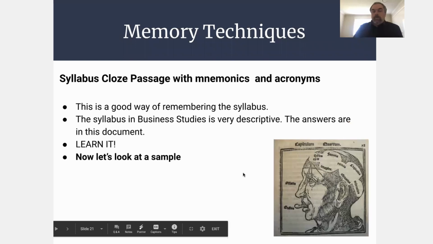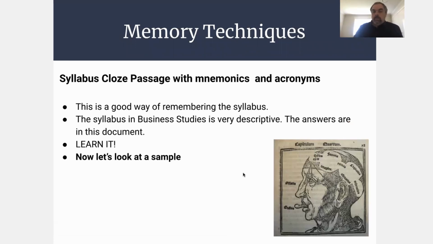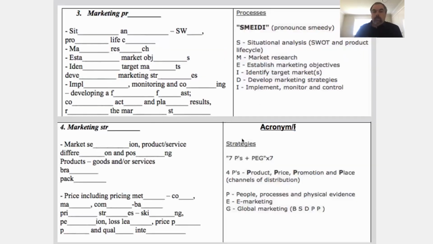So with our memory techniques, we've mentioned the syllabus closed passage and the mnemonics and acronyms, and this is a good way of remembering the syllabus. At the end of the day, you need to know the syllabus document in detail. So we'll have a look at a sample now. This is just a screenshot here of the syllabus closed passage I'm talking about. You can do these yourself.